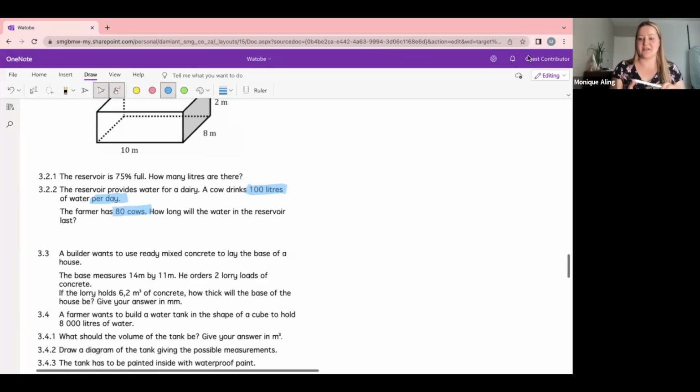Lubanzi, you're going to help me with this one. Ma'am, I wanted to ask how much is the water? What do you mean, how much is the water? How much do we have in total? Because it says the reservoir provides water for a dairy. Remember, we just worked it out in the previous question. We have 120,000 liters in total. Yes, ma'am.